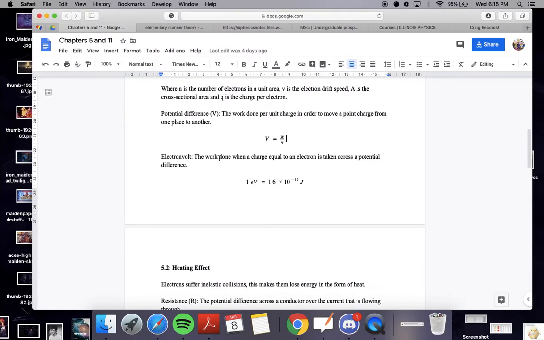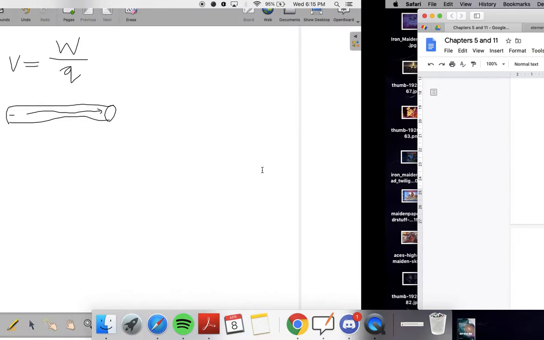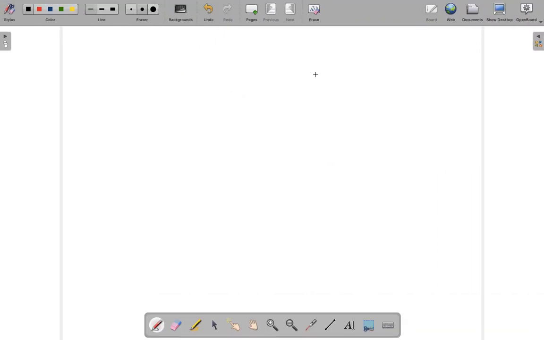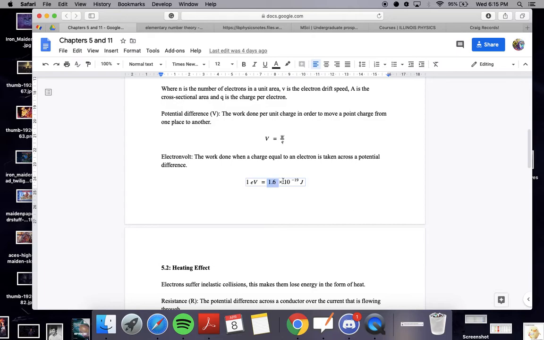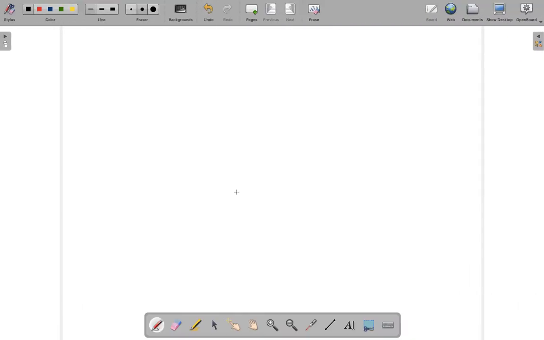Now we have the electron volt. The electron volt is the work done when a charge equal to an electron is taken across a potential difference of 1 volt. So 1 electron volt is always equal to 1.6 times 10 to the power minus 19 joules. This is in the data booklet, so you don't have to remember it. You just need to remember the definition of electron volt, which is the work done when a charge equal to an electron is taken across a potential difference. And with that, we're done with 5.1, the first part of chapter 5.